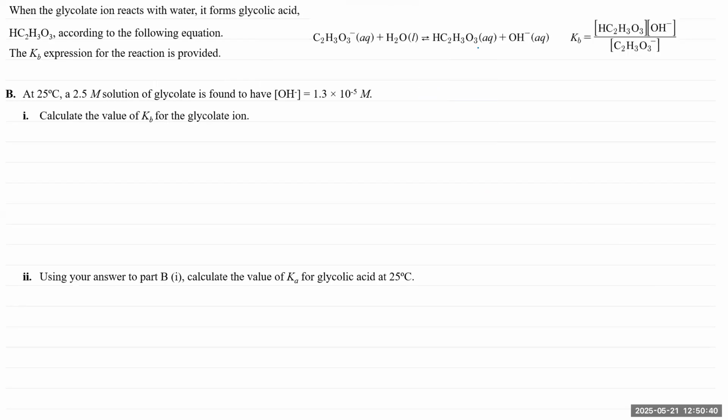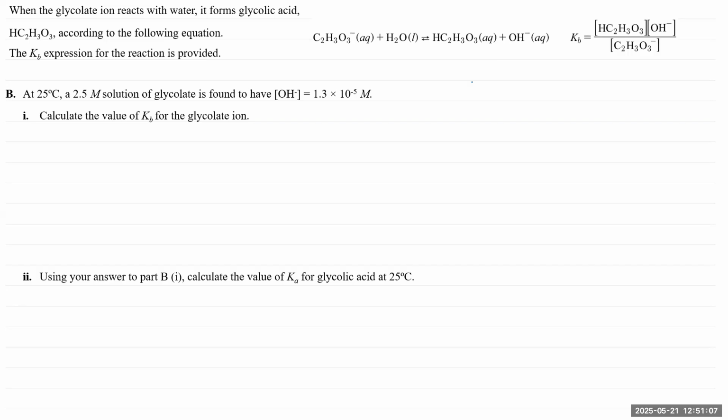Let's move on. When the glycolate ion reacts with water, it forms glycolic acid. According to the following equation, the Kb expression for the reaction is provided. How nice. At 25 degrees centigrade, a 2.5 molar solution of glycolate is found to have a hydroxide concentration of such. Calculate the Kb for the glycolate ion, right?